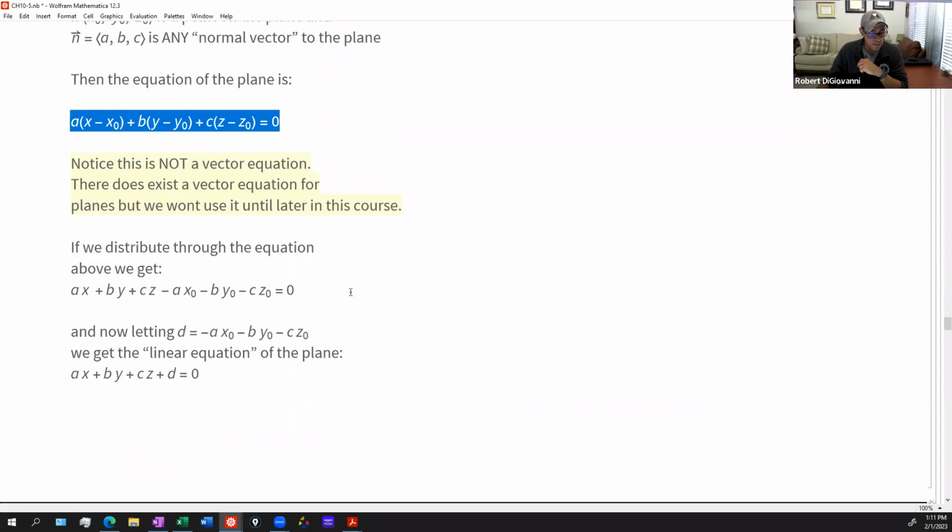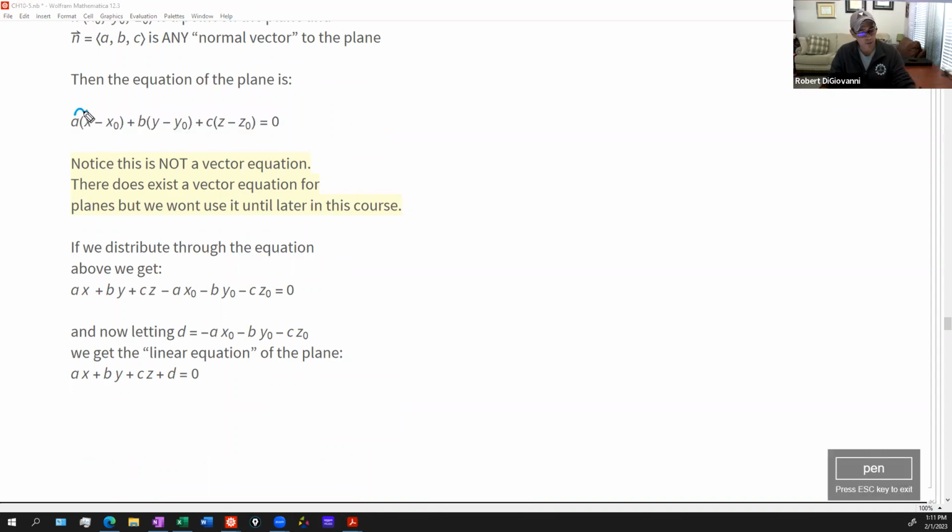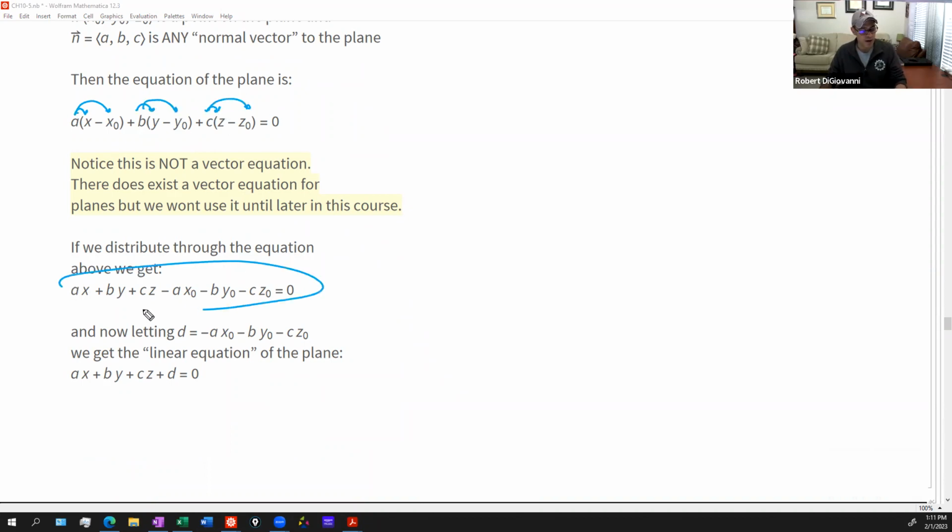Stay tuned. All right, now taking this equation here that I have in blue, if you actually go and distribute the A through the parentheses here, and the B through the parentheses, and the C through the parentheses, right? Then you're going to get this equation. And I just rearrange things there. I put all the x, y, z stuff on the left side, and the x0, y0, z0 stuff on the right side. If I rearrange that, that's what it'll look like.